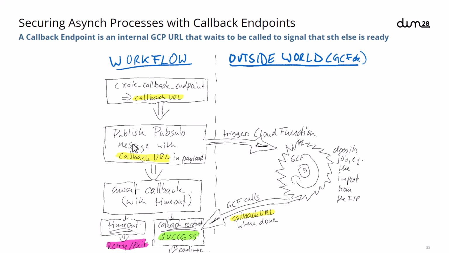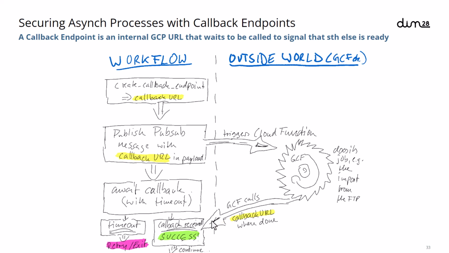So we create the callback endpoint, and we'll get a callback URL from that method. Then we publish a pub/sub message with the callback URL in the payload. Now, this pub/sub message then triggers the Cloud Function. It hands the callback URL also to the Cloud Function via that message payload. The Cloud Function does its job, for example, it does the import from the FTP, and when it's done, the Google Cloud Function calls the callback URL.